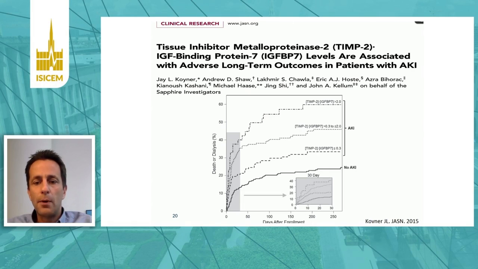This is a follow-up of the SAPPHIRE trial. Here, the authors looked at death and dialysis after 300 days, and they demonstrated that patients who had an acute kidney injury and had low biomarker levels initially had a better outcome compared to patients who had an AKI and higher biomarker levels in the beginning.